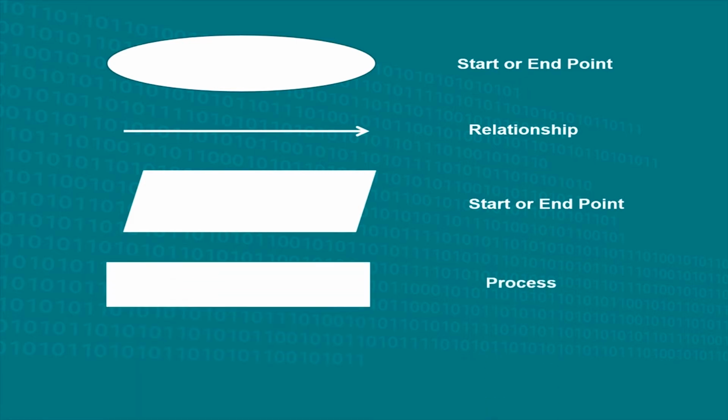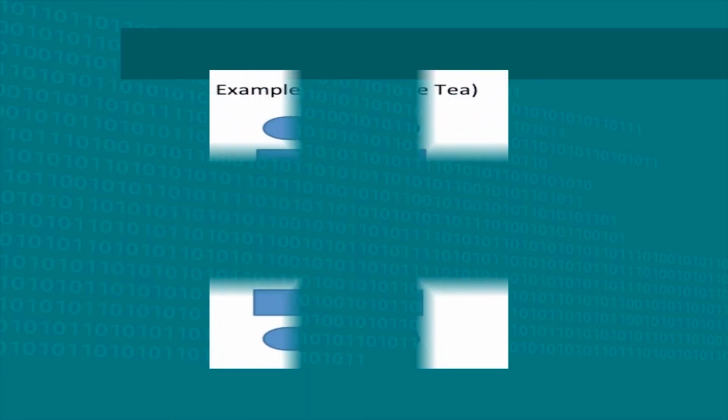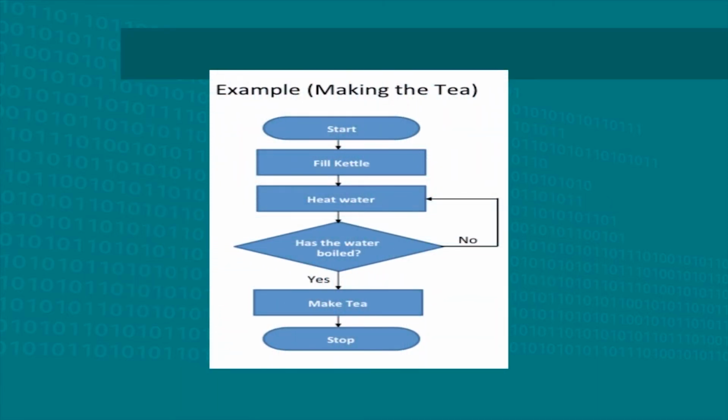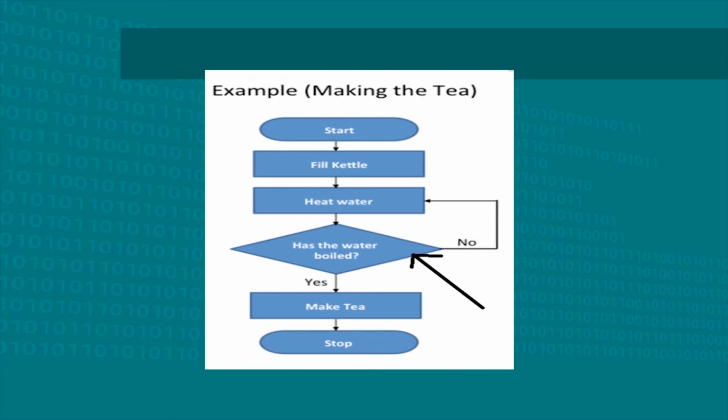In the diagram, filling the kettle, heating water, and making tea represents a process. A diamond indicates a decision, either yes or no. Like in the diagram, a decision to be made is, has the water been boiled? That's the question in the diamond. These are some of the most commonly used shapes in a flowchart.